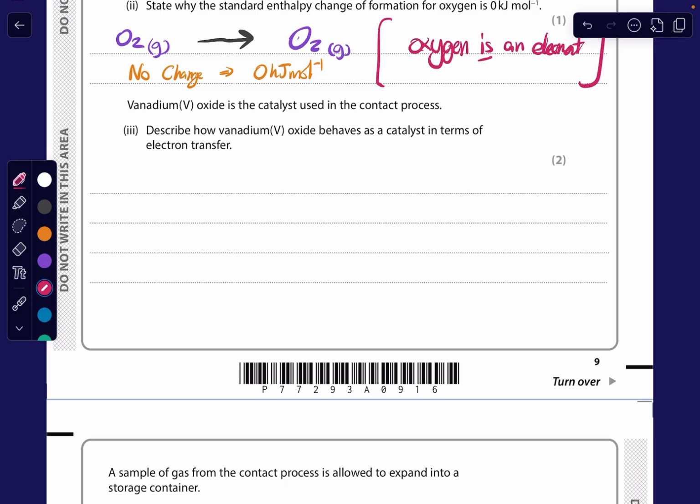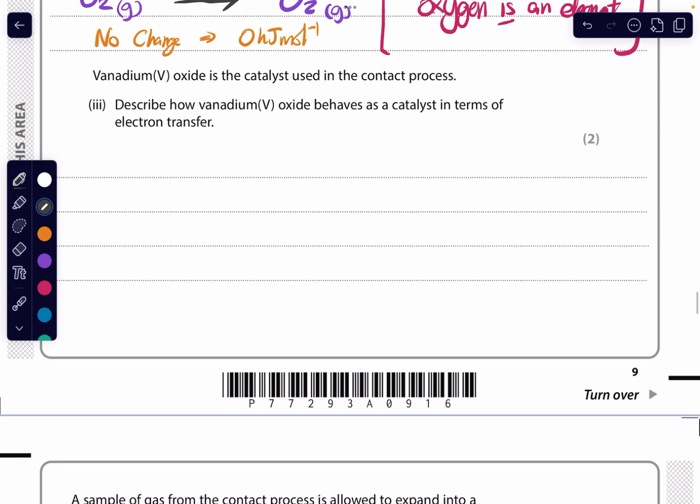Now, the way that I wrote this was a little bit like the way that it's been written in the booklet, so I'm just going to use the same process. Vanadium oxide behaves as a catalyst in terms of electron transfer. I start off with V2O5, and in the first step, it goes to V2O4. What's happened there? It's being reduced. And what does reduced mean? Gains electrons.